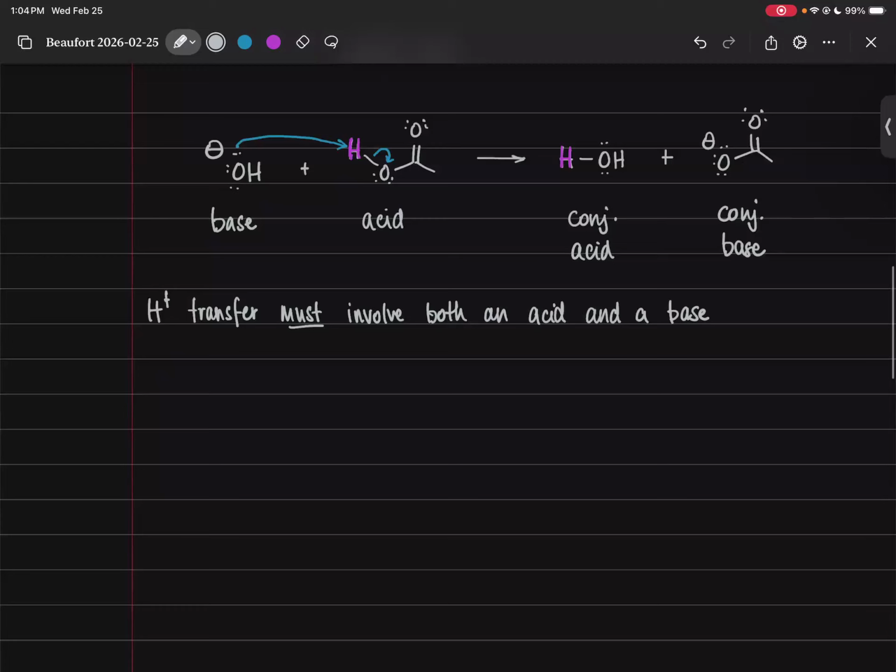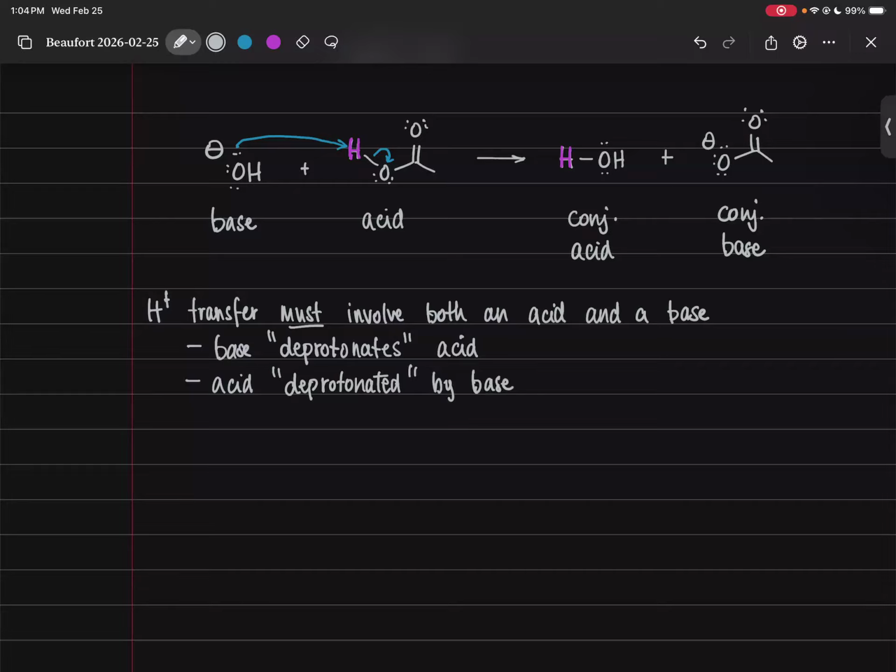Some terminology that we use to refer to this stuff. We will say that the base deprotonates the acid. The base is taking a proton away from the acid, so it's deprotonating the acid. And in reverse, the acid is deprotonated by the base.